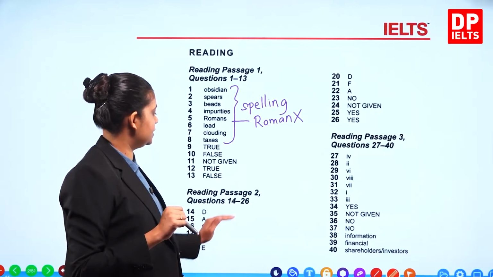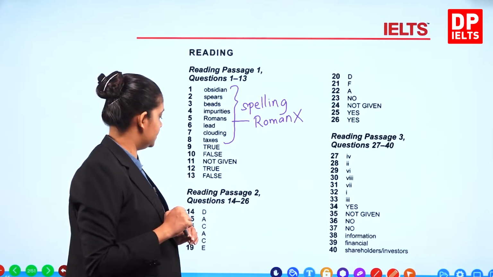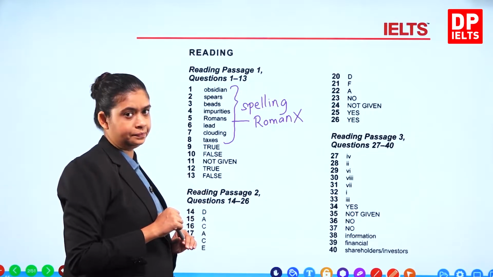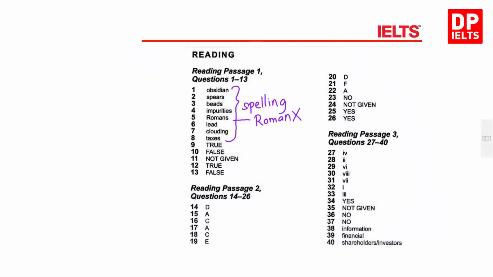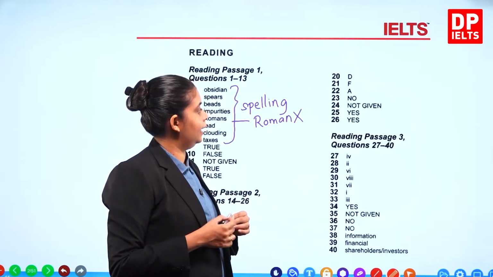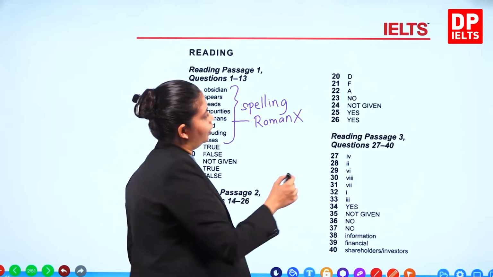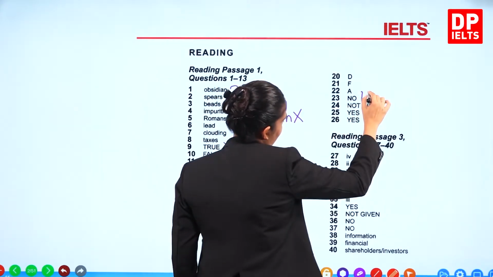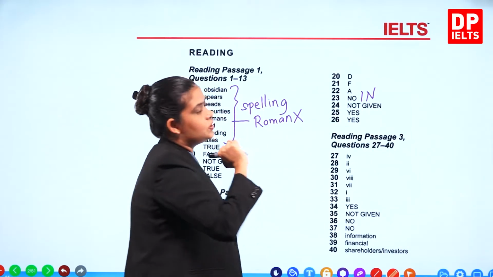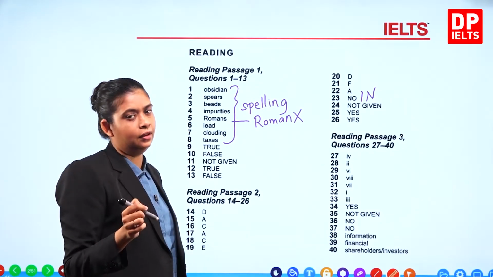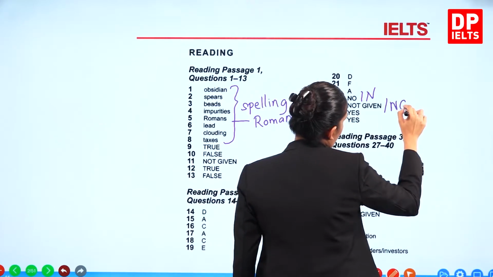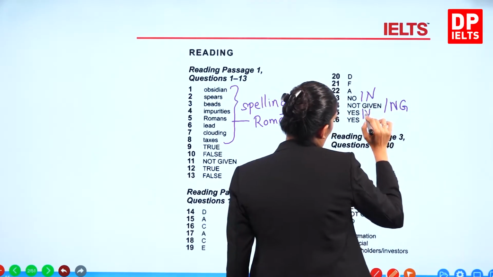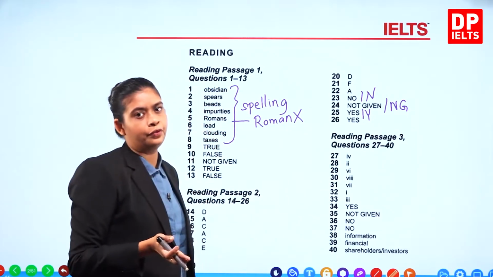Then you have reading passage 2, 14 to 26: D, A, C, A, C, E, D, F, A, no, not given, yes, yes. You could just write the N down, it's fine, okay? And if it is not given, you could write NG, and if it is yes, you can write Y. But better you write the full form, that's better.